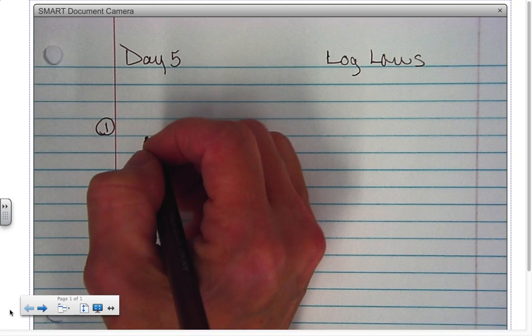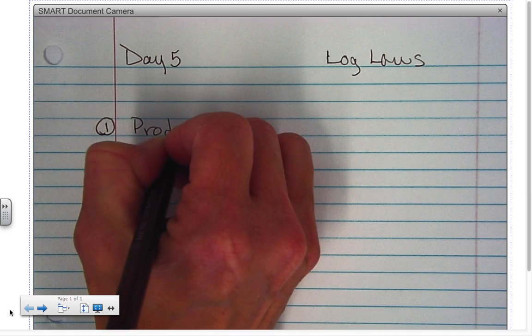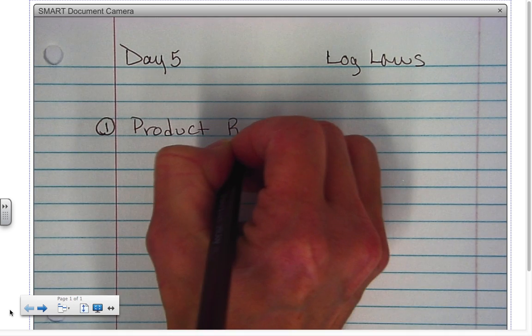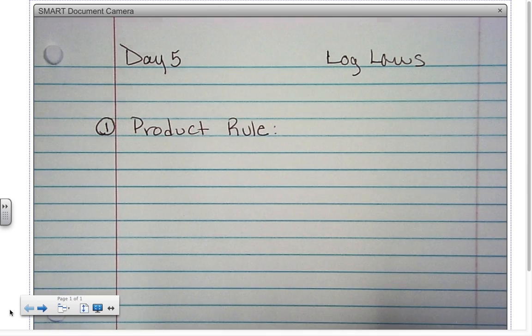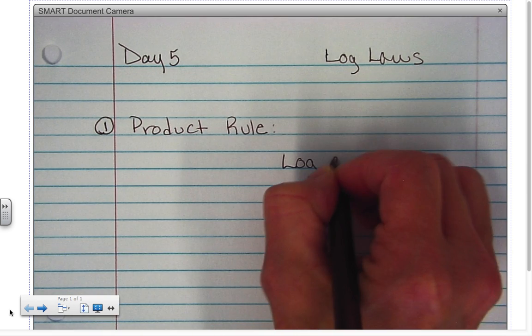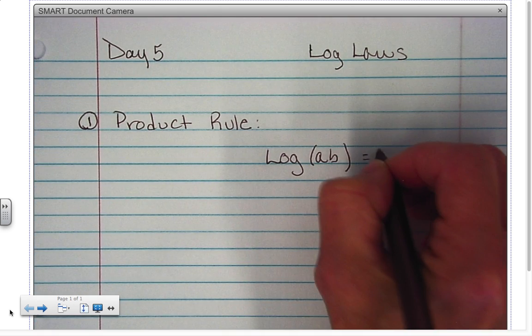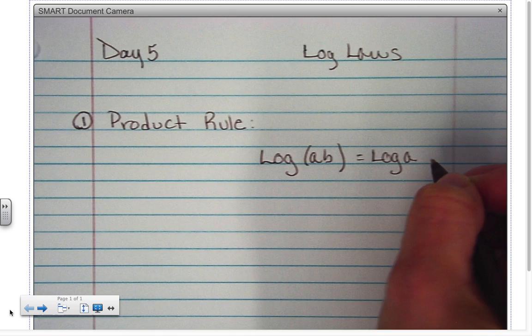The first one is called the product law or product rule. For the product rule, the idea is that if I have the log of 2 things that are being multiplied, log of A times B, that is equal to log A plus log B.